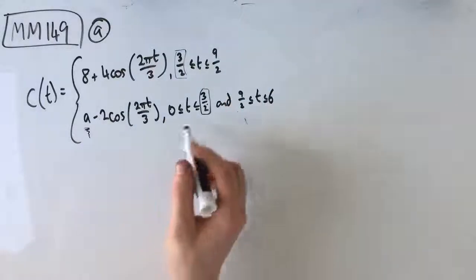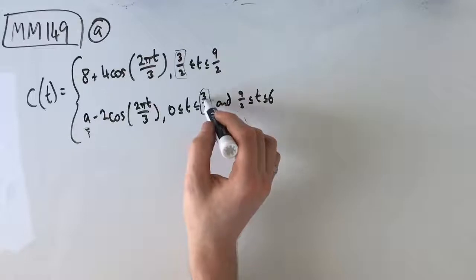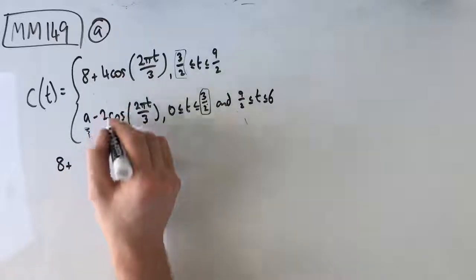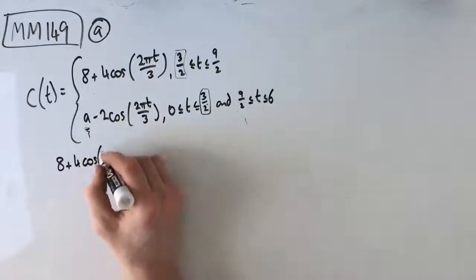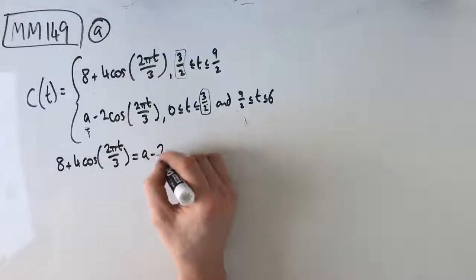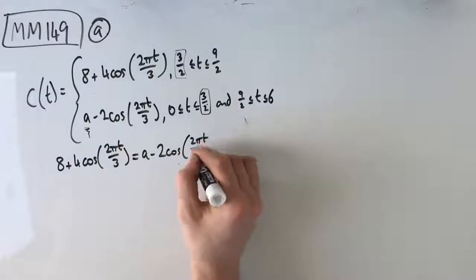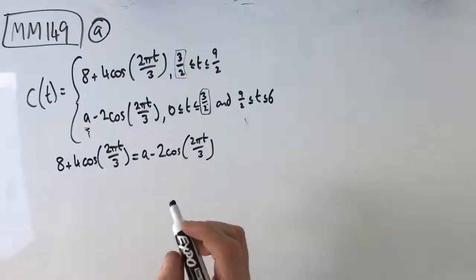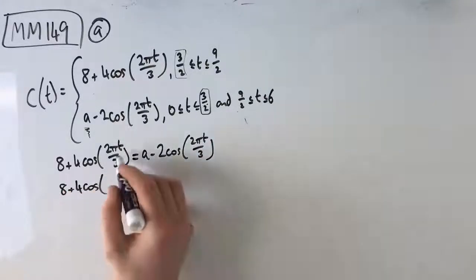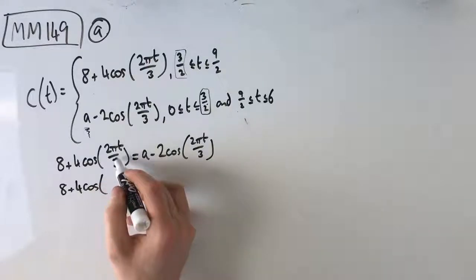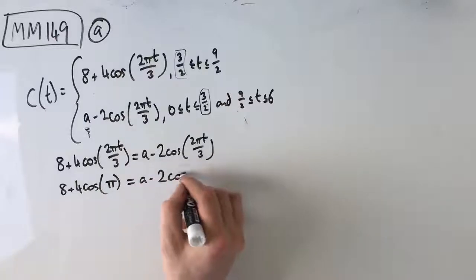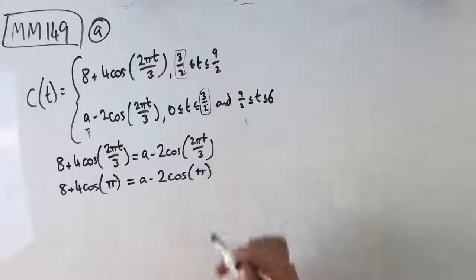So what we're going to do is we know that there is a point of intersection at t equals 3 on 2 because it's continuous, all right? So at a point of intersection, these two functions actually equal each other. So 8 plus 4 cos 2 pi t over 3 is equal to A take 2 cos of 2 pi t over 3. And we know that t has to equal 3 on 2 at these points. So 8 plus 4 cos of 2 over 3 pi times 3 over 2 is just equal to pi. And if you sub that in, you'll see how that works. Cos of pi as well.